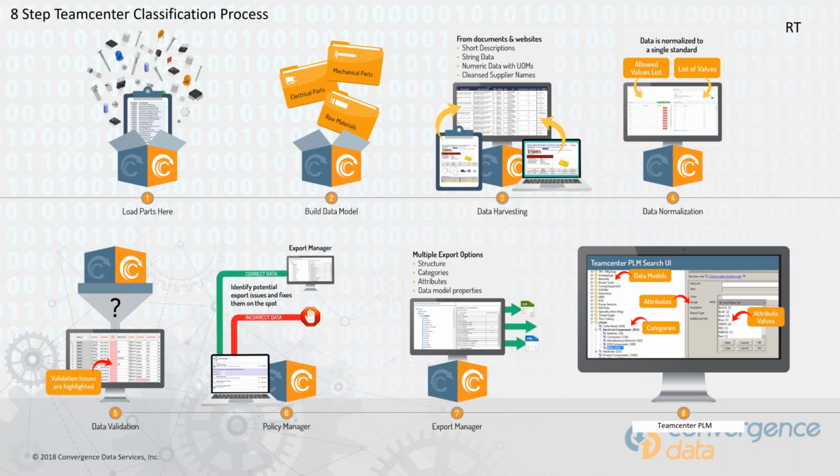Once we've harvested all that data, we can then normalize the data, especially the string attribute data. We'll create what Teamcenter calls LOV lists, which are the list of values that are allowed for a string value, and that helps us in the normalization process as well. Then we'll validate the data to make sure there are no errors, so we'll run those checks. We'll also run our policy manager to make sure there are no issues with exporting the data to Teamcenter. If there are issues, we'll fix those before we actually do that.